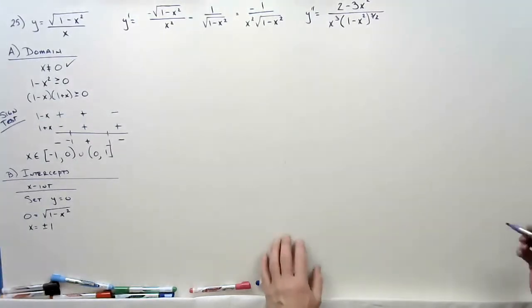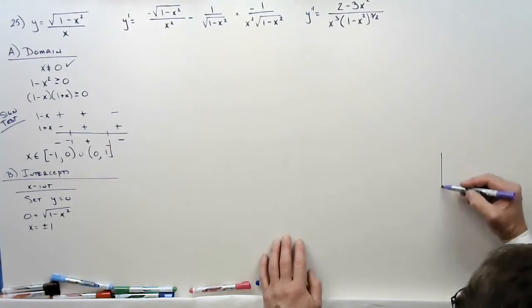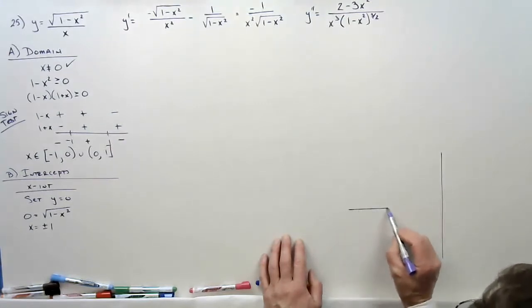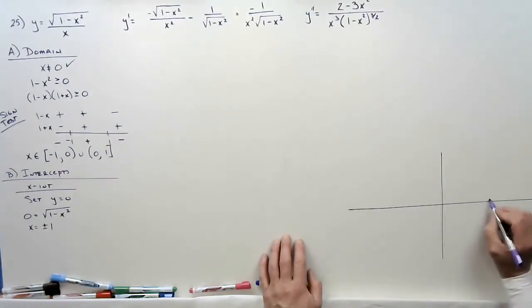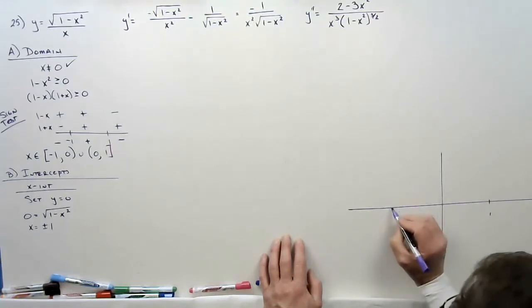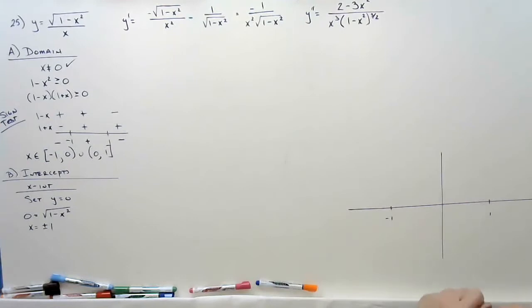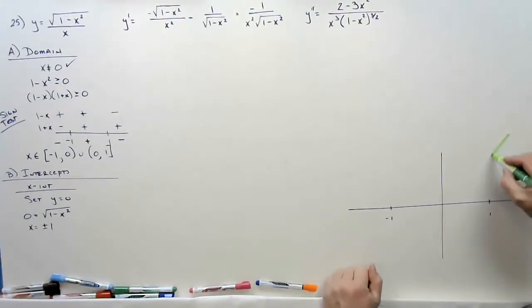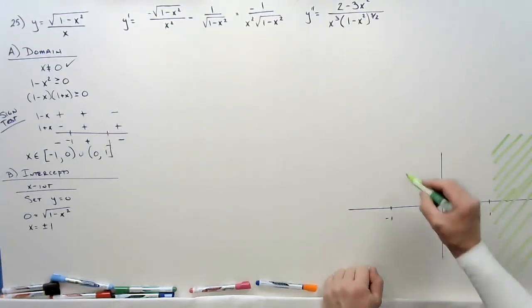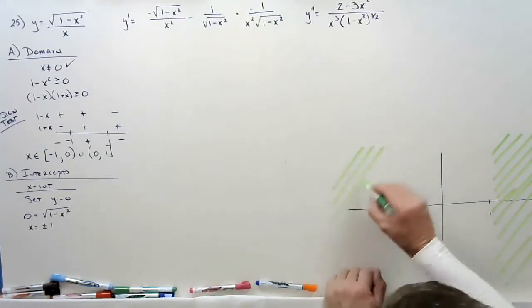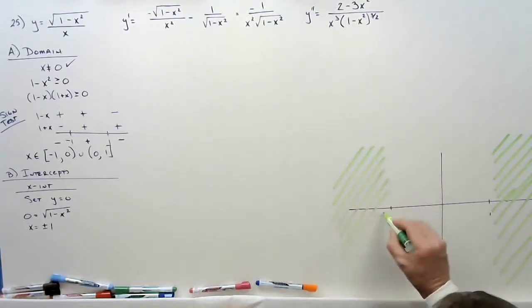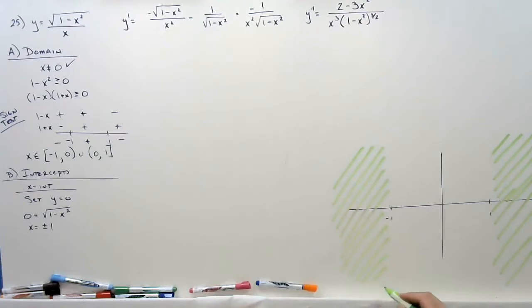So here we go. We're going to start drawing our graph. Here's 1. Here's negative 1. Now, everything over here, I'm going to shade this in green because I want to remind myself I'm not allowed to go over here, right? This isn't in the domain. Everything over here is not in the domain.